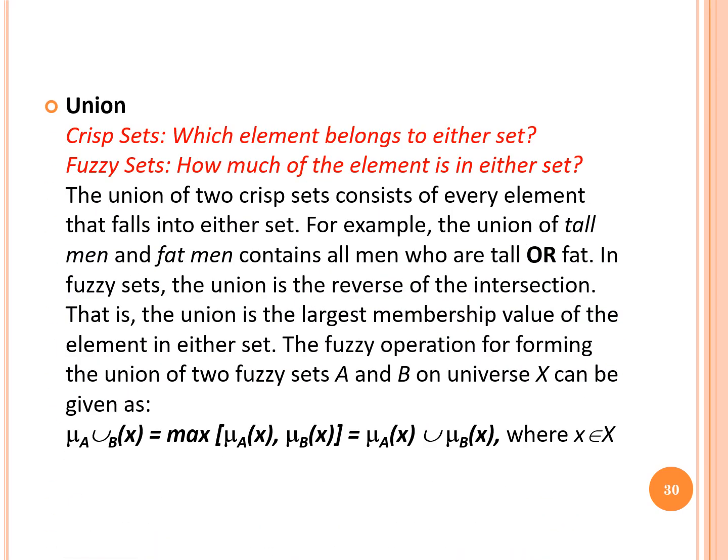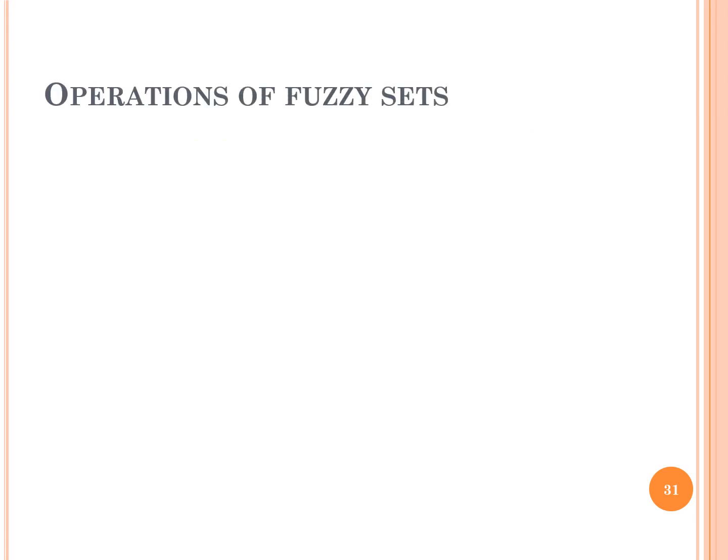And then we have union. In crisp set, which elements belong to either set, and in fuzzy set, how much of the element is in either set. Okay, these are in union, with the examples. Operation of fuzzy set.